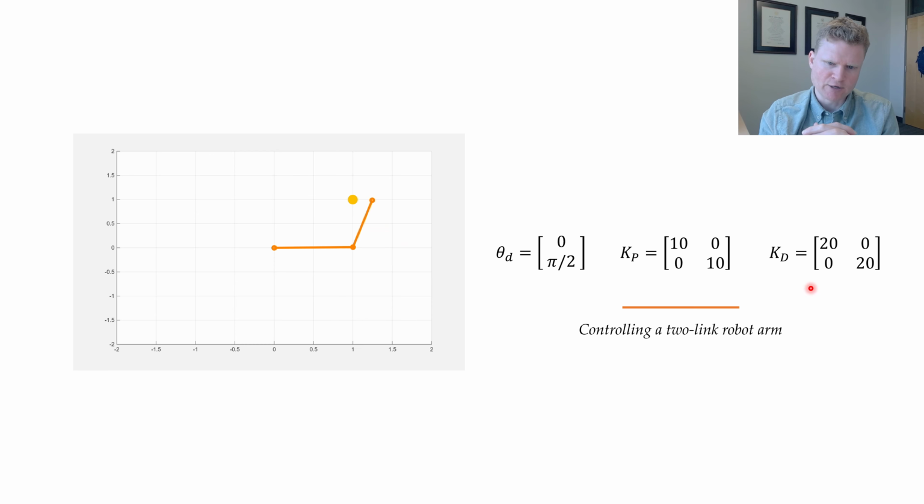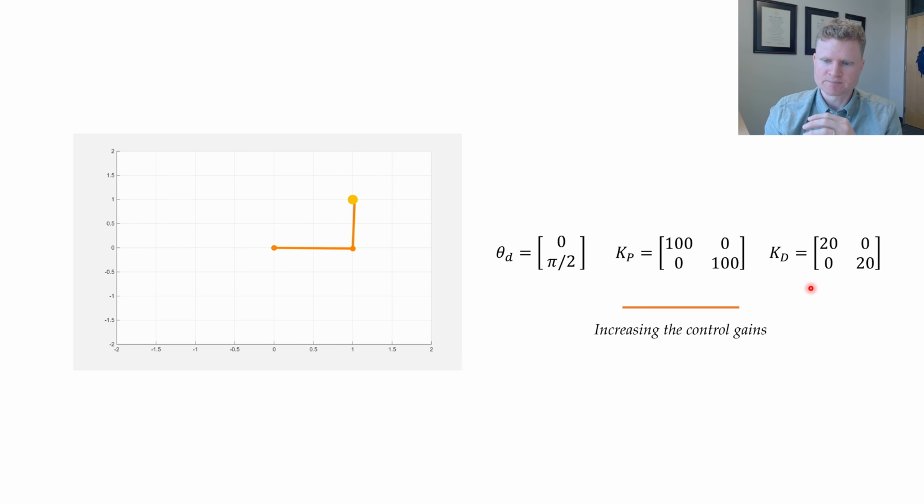So if I look at my controller on the left, you can see the robot is moving toward the desired position, but it doesn't actually get there within my allotted time limit. So maybe I could try tuning my gains. One intuitive idea is maybe I could just increase my gains and perhaps I'll get some better performance. And that's exactly what I'm going to do. I'm going to take my proportional gains and crank them up so it's 100 along the diagonal. Previously it was 10 along the diagonal.